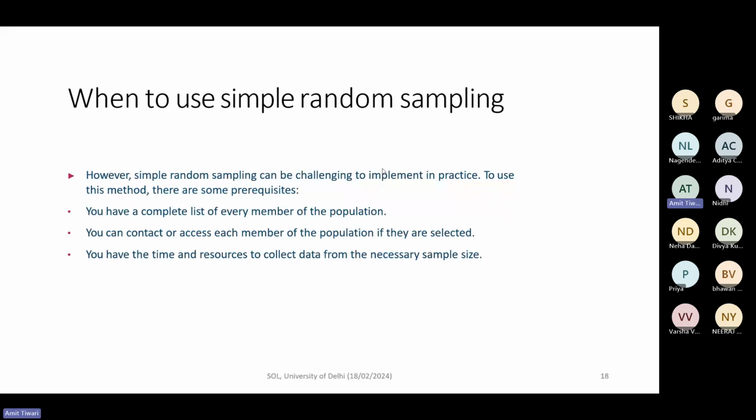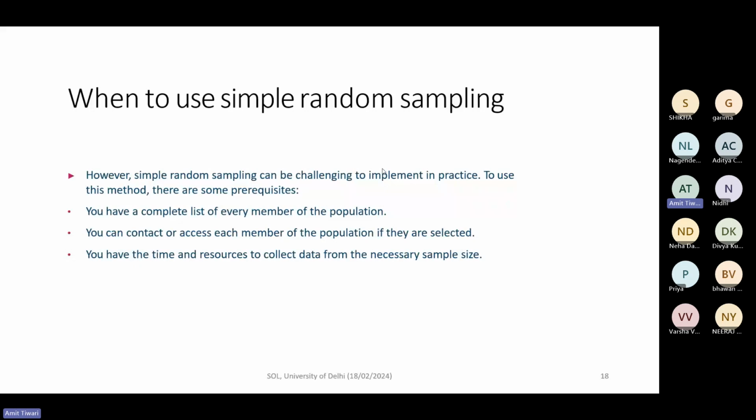Then you should have the contact and access of each and every member, and of course you have the time and resources to collect data from the necessary sample size. So you should have all these considerations if you want to do sampling based on the simple random sampling method.